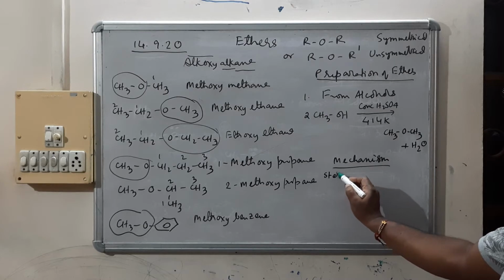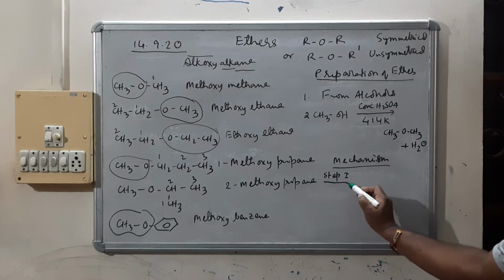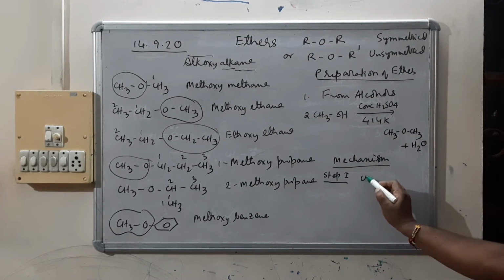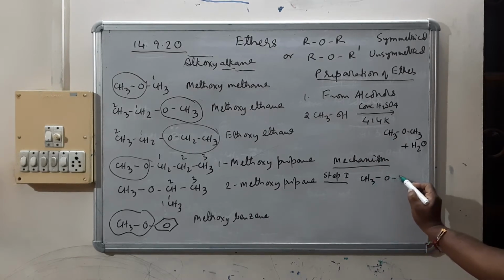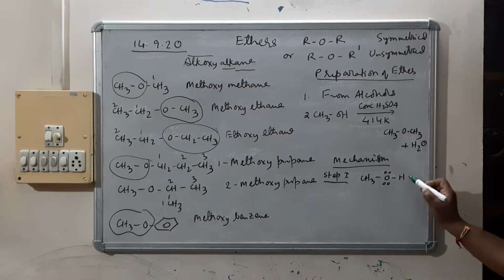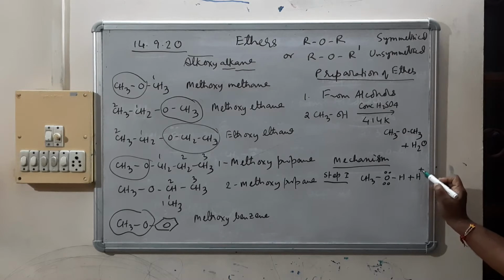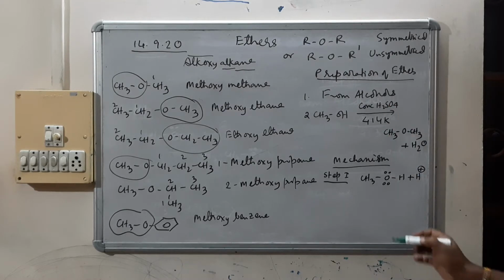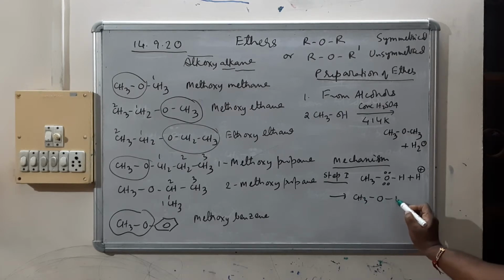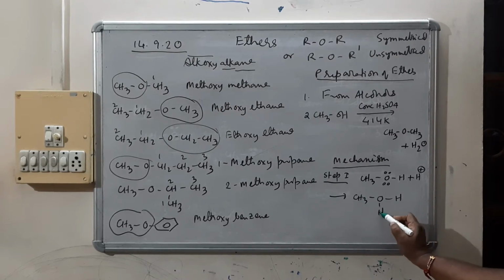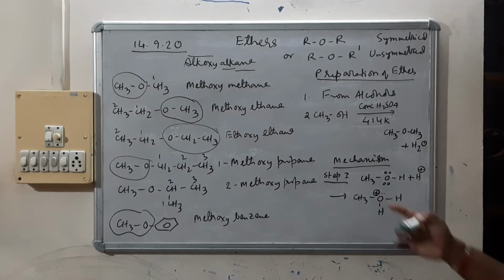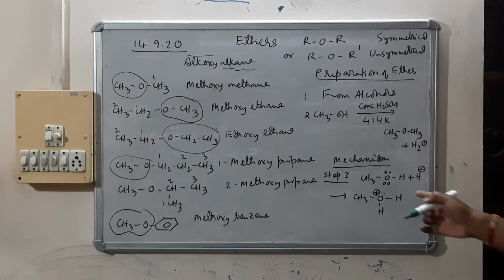Step 1, there occurs protonation of CH3OH, the lone pair on oxygen takes H plus, H plus coming from the acid. So protonation has taken place, and O will become plus.